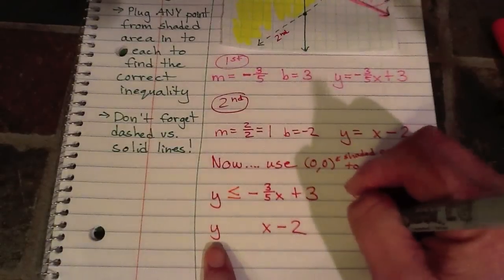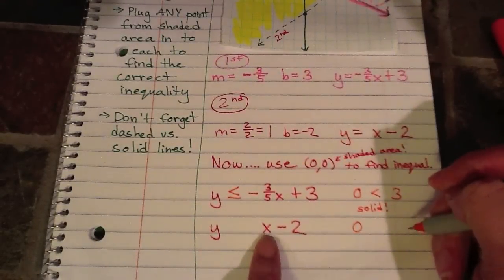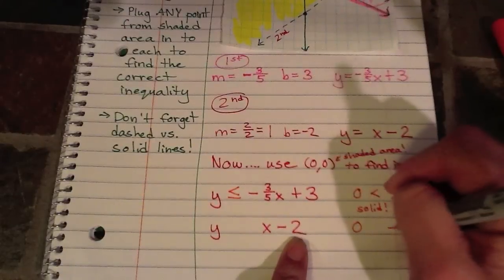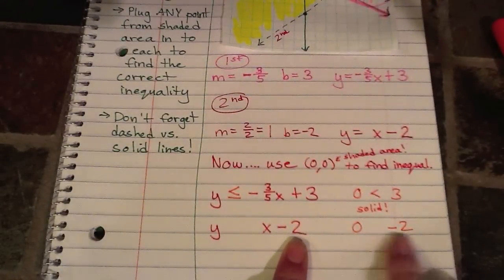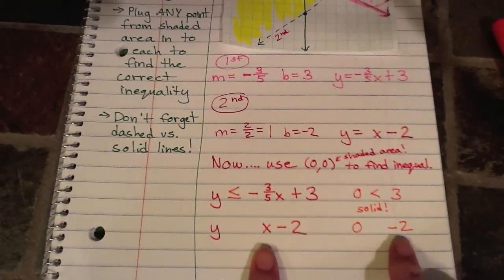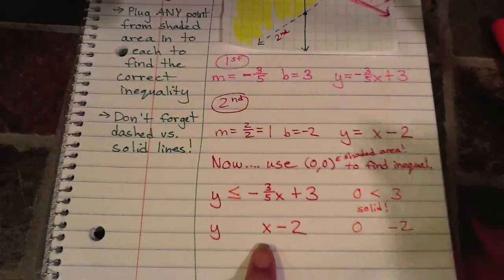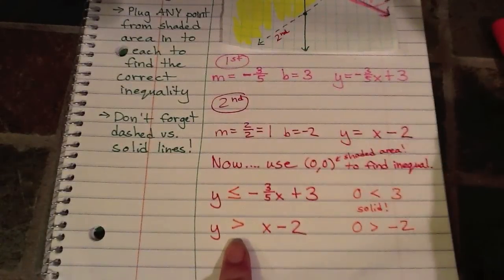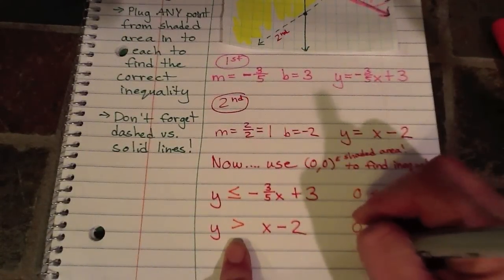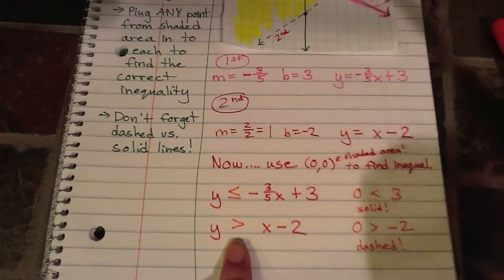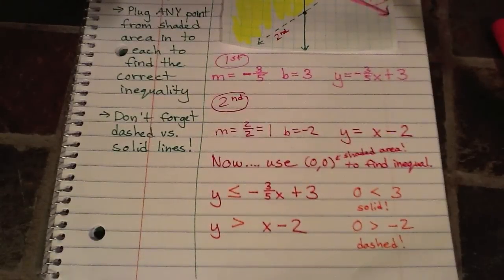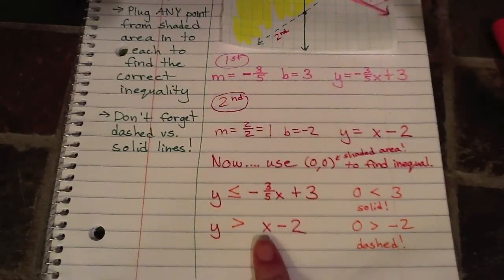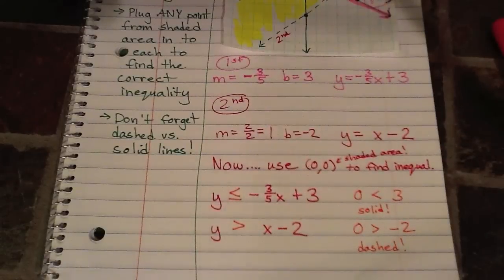Using the point 0, 0, 0 is something to 0 minus 2, which is negative 2. Is 0 greater than negative 2 or is 0 less than negative 2? Hopefully you all noticed it's greater than, so you'd put a greater than here, and now you go figure out if it's a solid or a dashed line. Because it was dashed, it's not "or equal to." And there's your system of inequalities written from the given graph.